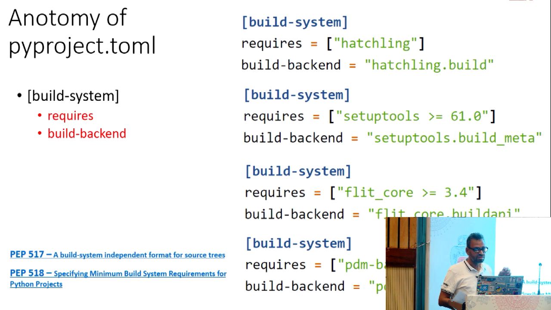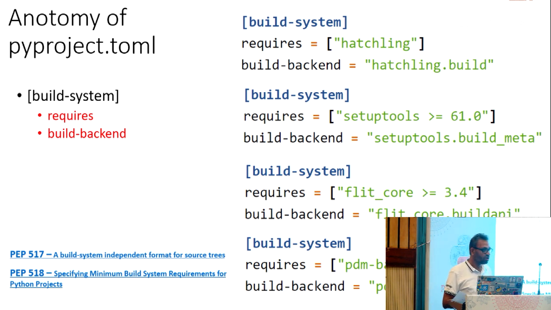TOML stands for Tom's Obvious, Minimal Language. It is a format similar to JSON and YAML, but it is very close to the structure here: there is a section, and then the attributes. Now if you look, there will be a build section. They have clearly defined in these steps which sections should be there and what is mandatory and what is optional. When I highlight something in red here, it means these attributes are mandatory for the build system.